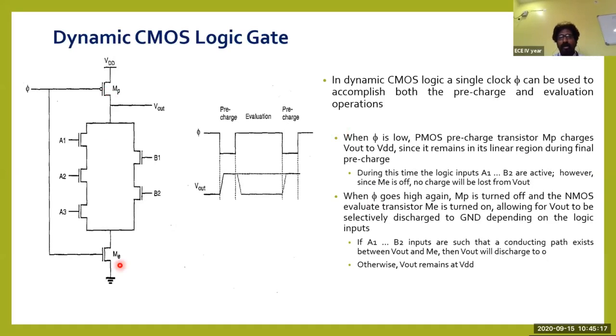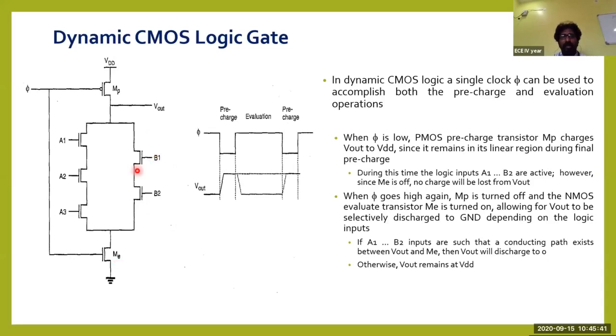NMOS is turned on. If NMOS is turned on, what happens? It allows the output to be selectively discharged. Selectively discharged means what? If B1 and B2 are turned on, since both are NMOS, whenever I supply logic 1 to both the inputs, then only the output can move from this path to the ground. That is the meaning of selectively discharging.